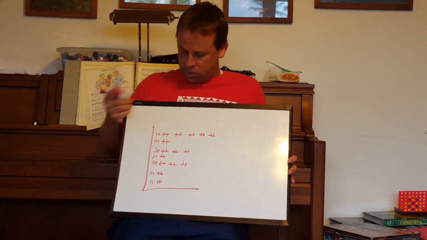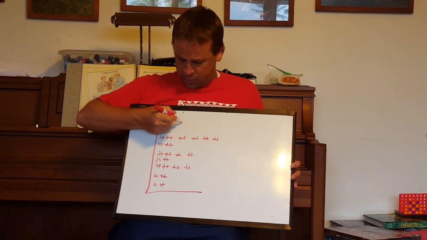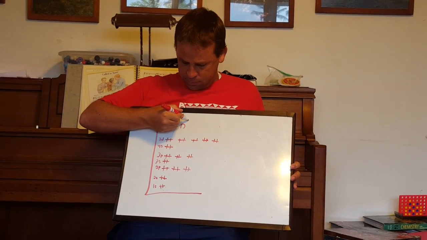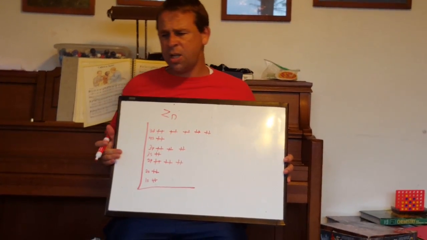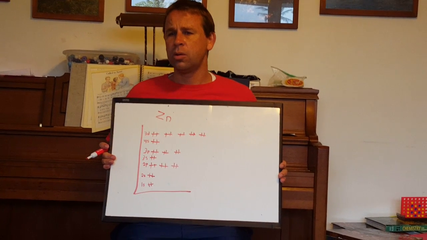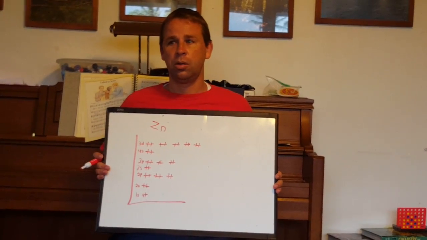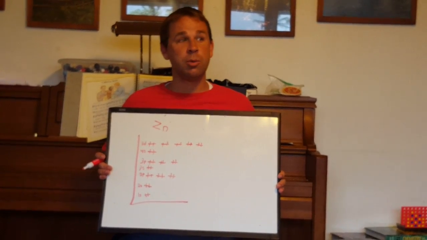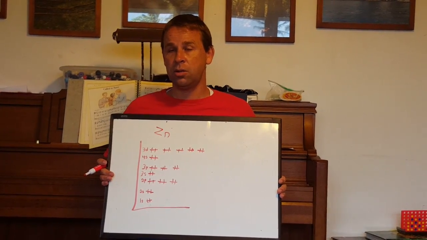Zinc. All right, so what kind of ion do you think zinc will form? Zinc plus 2. Where's zinc at? It's number 30. Yep, it's number 30.